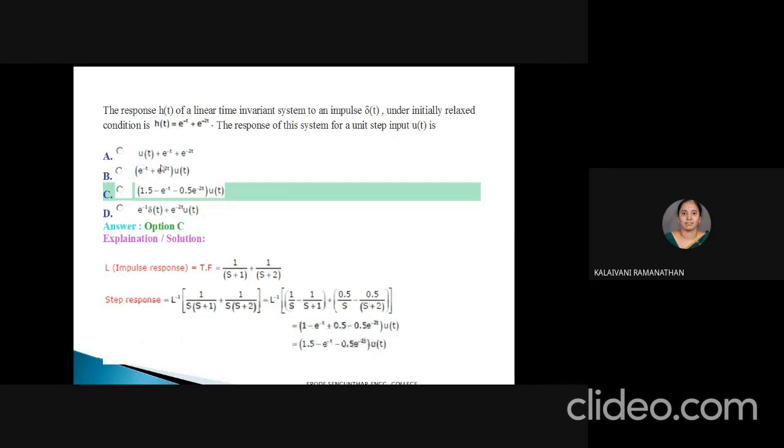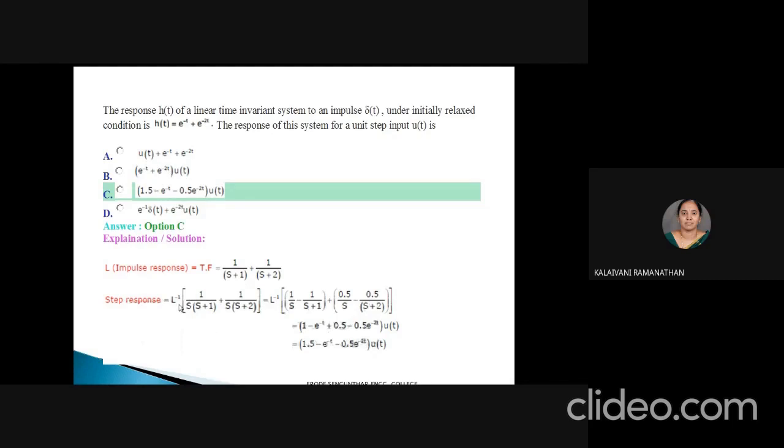From this you will be able to note down your y of t by applying the Laplace transform to the whole function. Here they have given the transfer function, which is this h of t. If you take Laplace transform of this equation, this becomes a transfer function. Since you have e power minus t, this becomes 1 by s plus 1, and this becomes 1 by s plus 2. Then the step response is Y of s equals X of s, where X of s is 1 by s. Then you have to apply inverse Laplace transform to find your result in terms of t, that is in the time domain.